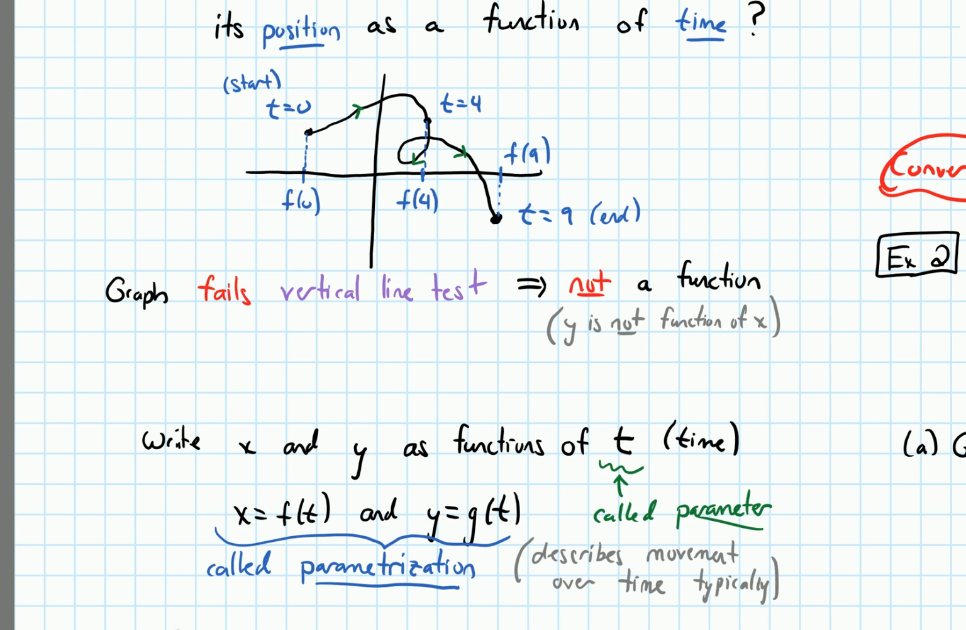And we can similarly label the y-coordinates. So when t equals 0, that y-coordinate is g of 0. And when t equals 4, that y-coordinate is g of 4. And then when t equals 9, that y-coordinate is g of 9. Okay, so the x and the y-coordinates individually are functions of t, functions of time.